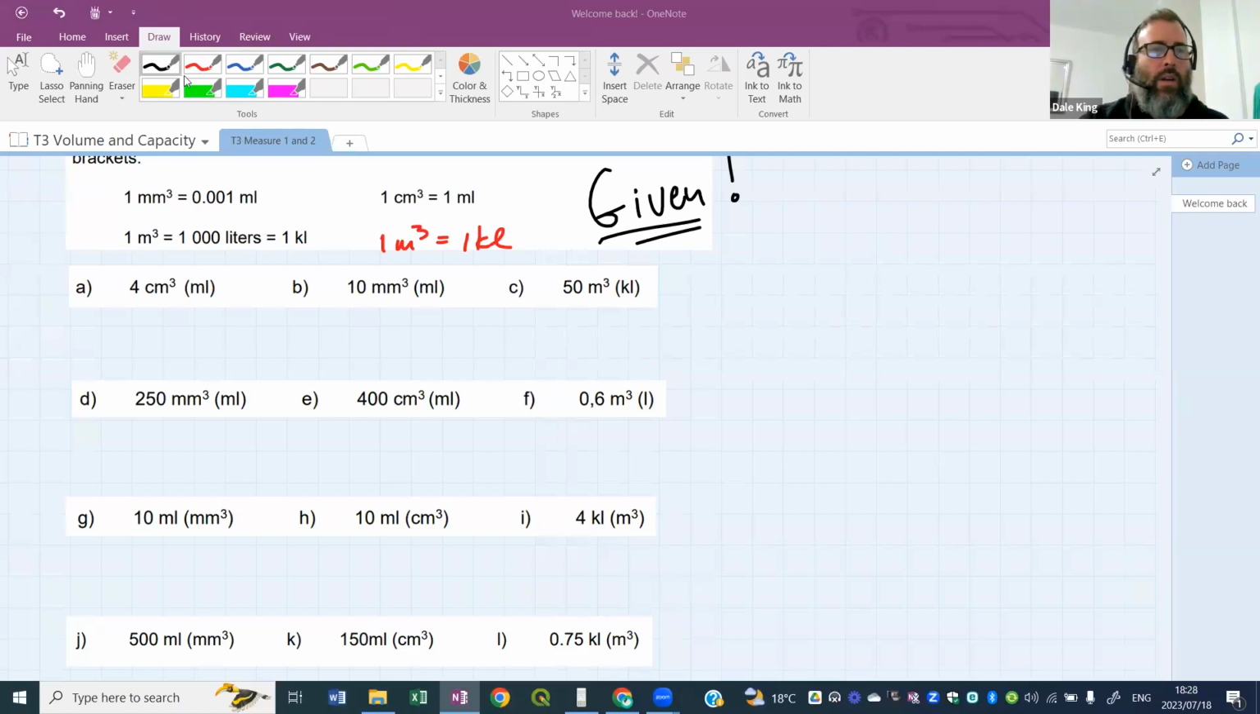All right, no problem. I'll go do the first one with you. So we need to go from 4 centimeters cubed to milliliters. So I need to look at my conversion. I've got centimeters and milliliters. That's this one here. All right. 1 centimeter cubed is 1 milliliter. So if I've got 4 centimeters cubed, it must be 4 milliliters, because every 1 centimeter cubed equals 1 milliliter. So for 4 centimeters cubed, converting to milliliters, it's straight 4 milliliters.